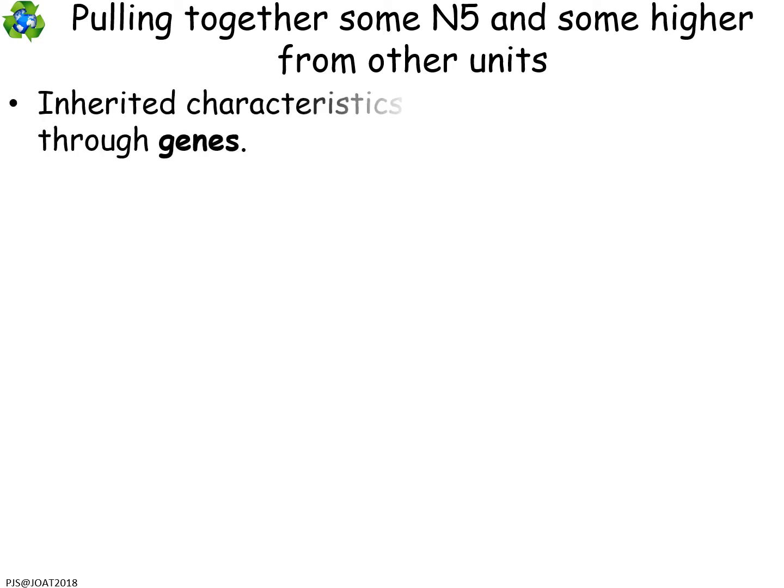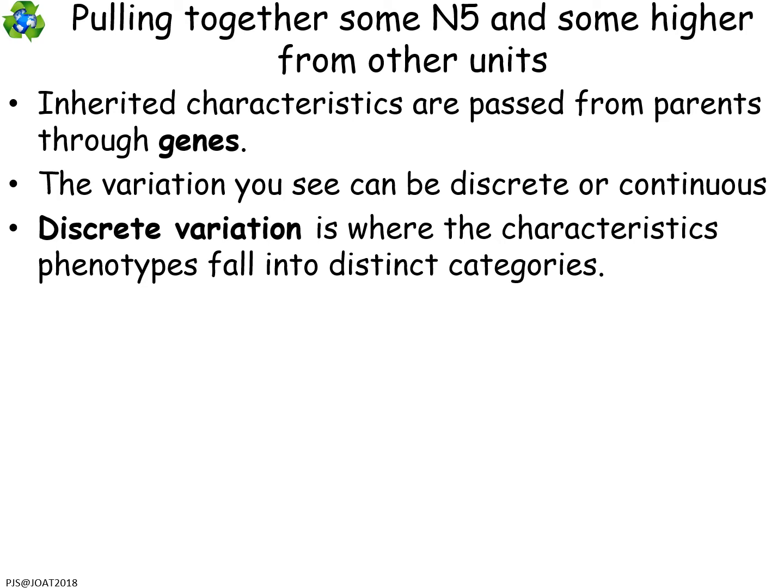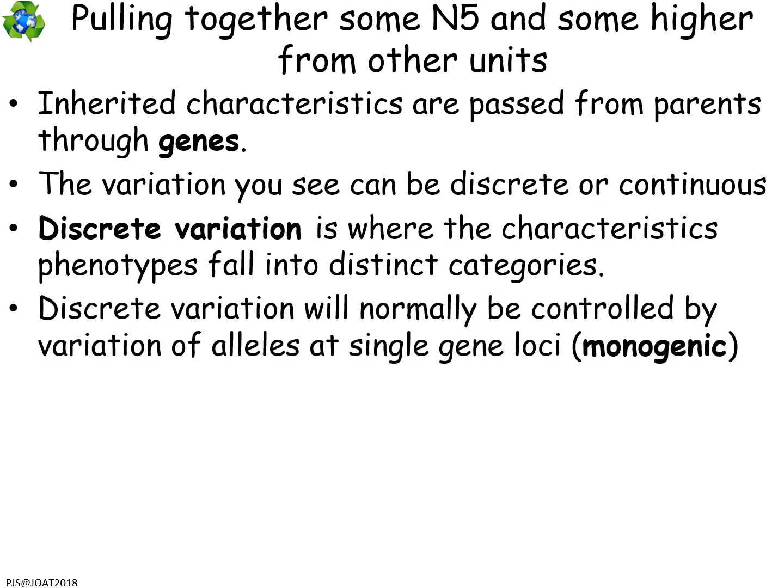We've already looked at quite a bit to do with heredity, but more of its impact on traits because we've looked at selection. So just to remind you, every inherited characteristic you get through your genes. The variation can be either discrete or continuous, that's Nat 5. Discrete variation is where you put the characteristic that you have, the phenotypes that you see, into distinct categories. It will almost always be controlled by a variation at one gene locus, and that is therefore monogenic.